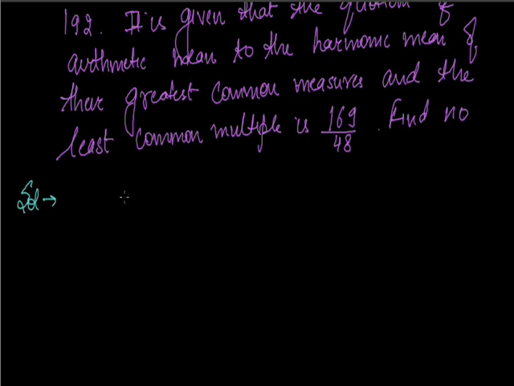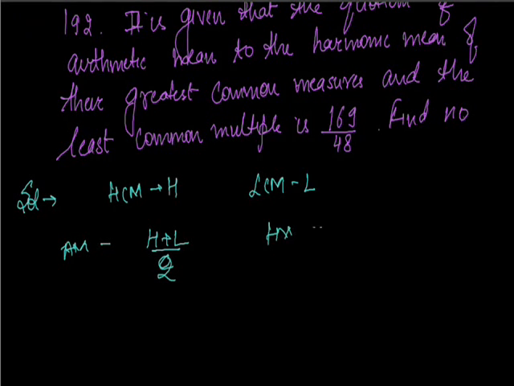It is given that HCF and LCM, let HCF be H and LCM be L. What is given? The arithmetic mean to the harmonic mean of the greatest common factor and the least common multiple. The arithmetic mean of H and L will be (H plus L) by 2. And what will be the harmonic mean of this? Harmonic mean will be 2HL upon (H plus L). This is the harmonic mean and this is the arithmetic mean.